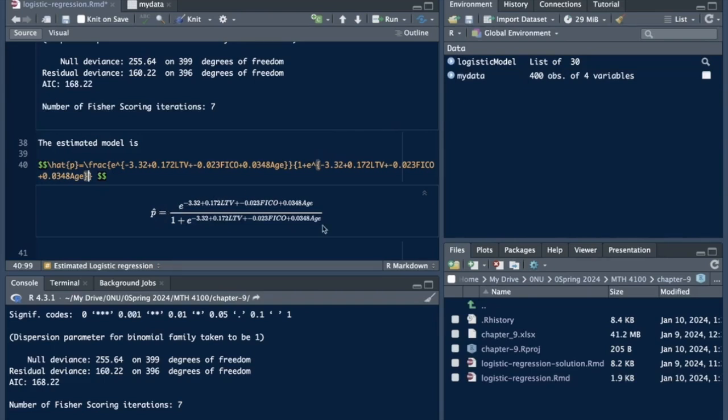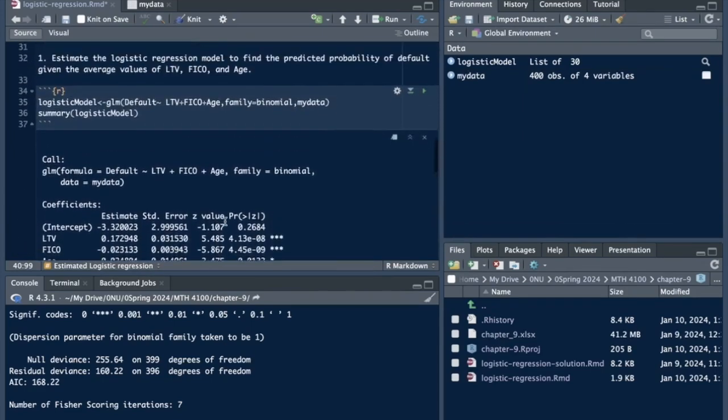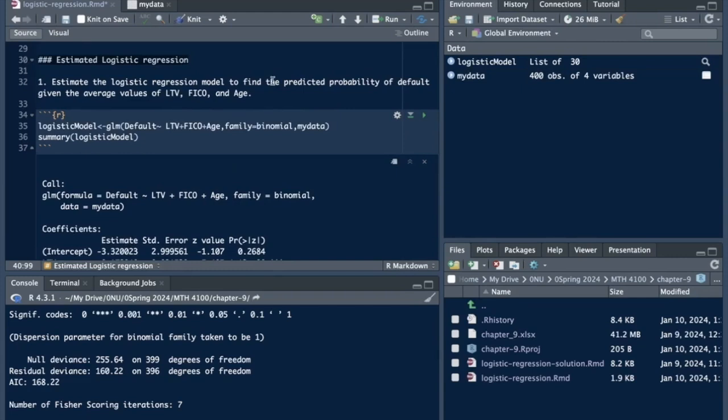We're going to have all of these. So for instance, if I give you a person's LTV score, FICO score, and age, then you can tell me the probability that he is going to default on the loan. And this is the second part of the question. It says: find the predicted probability of defaulting given the average values of LTV, FICO, and age. In general, if I give you the average of these values, what is the chance that a person is going to default?